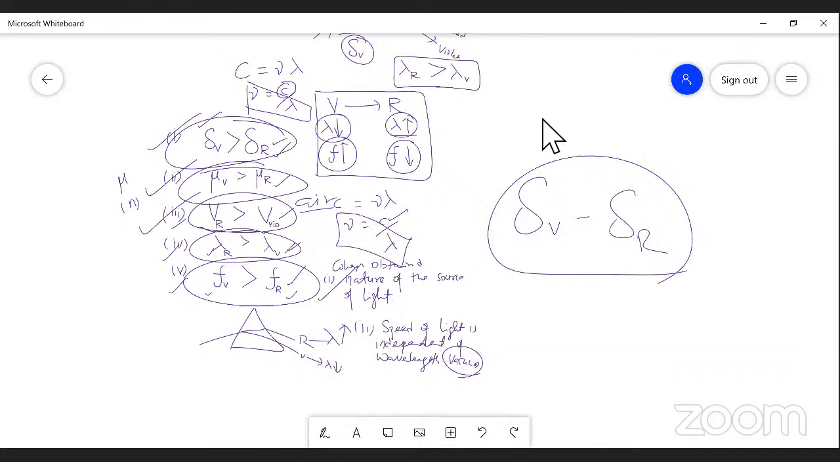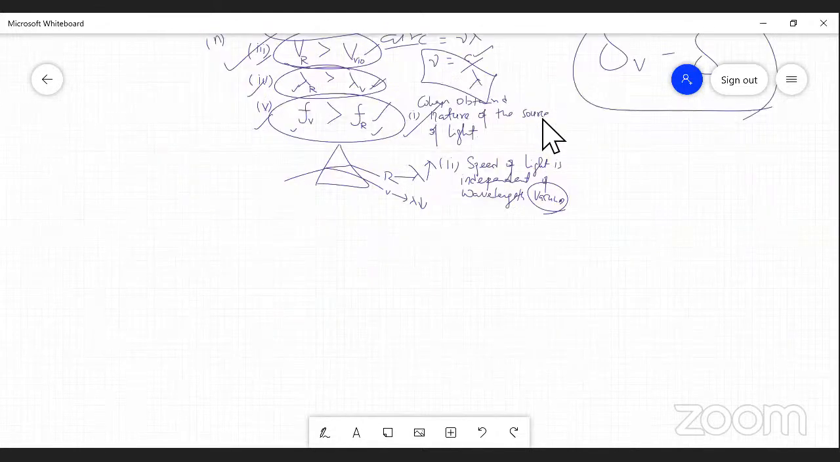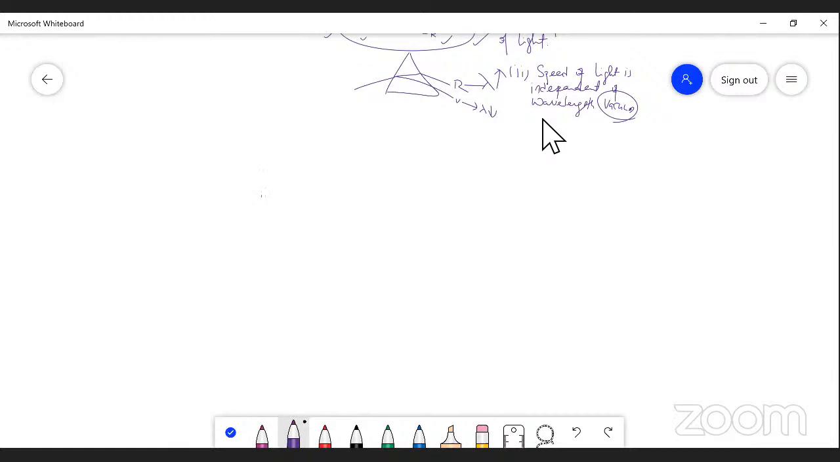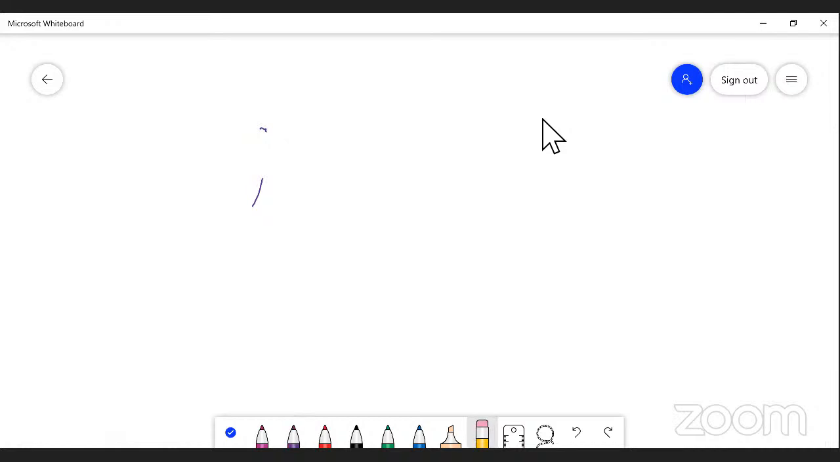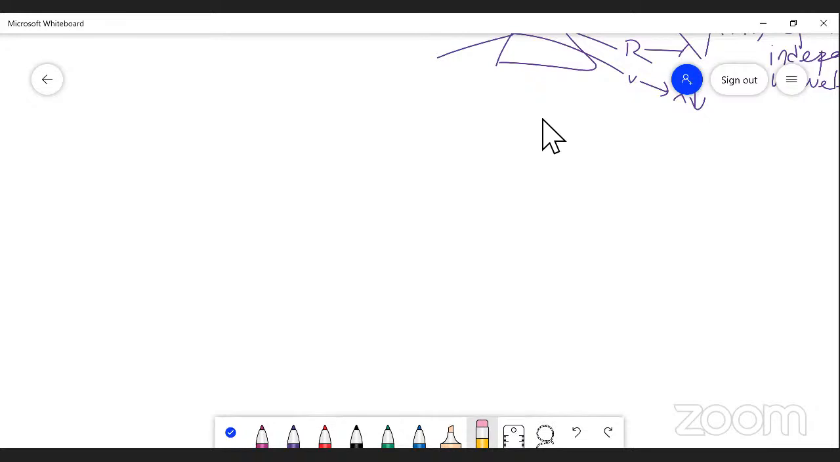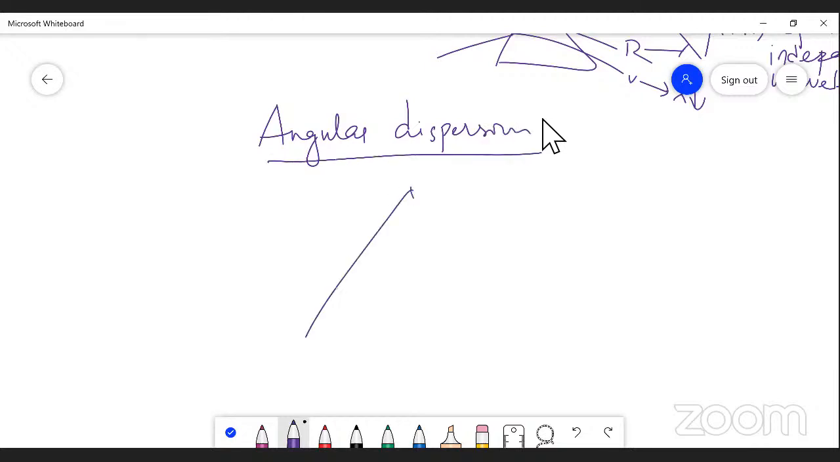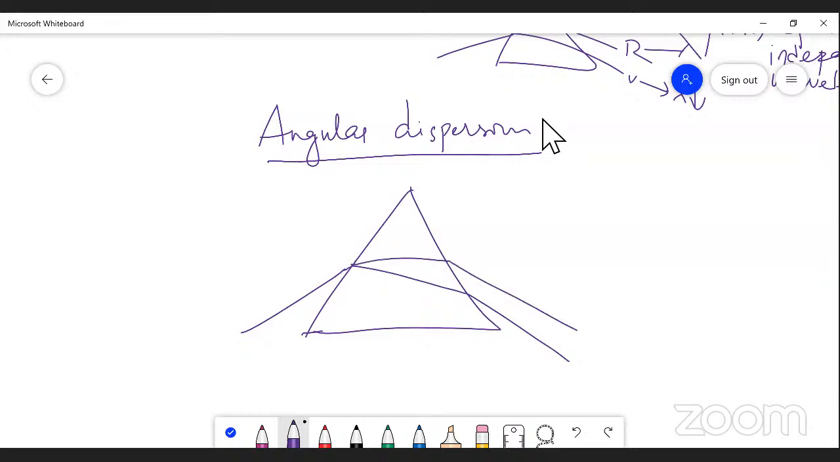See, the angular dispersion is a very important concept. When light is incident on the prism, this is violet, this is red. This is the angle of deviation. This is the deviation angle of red, and this is the deviation angle del V. Which one has the maximum angle of deviation? Violet is the maximum and red is the minimum. You know this well.